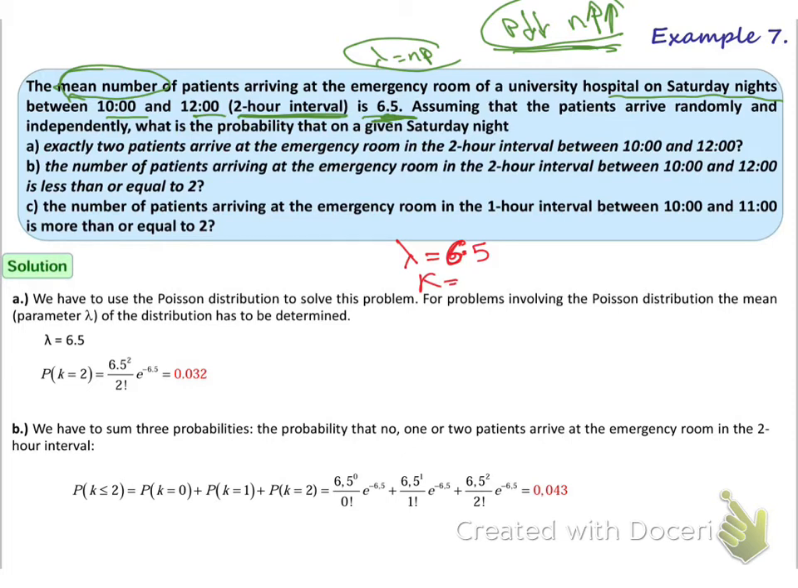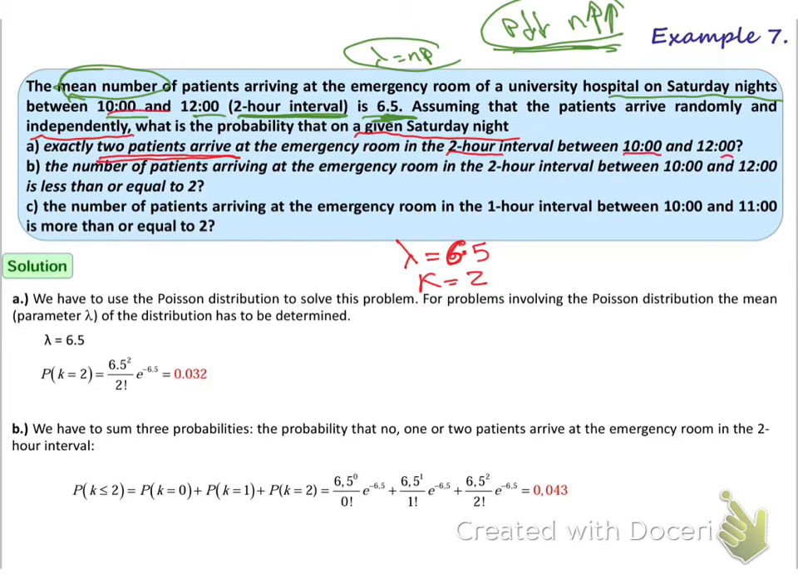He is assuming that the patients arrive randomly and independently, because it must be independent. If one of them came, it doesn't mean that no other patient will come. Patients are coming from different areas. So what is the probability that on a given Saturday night, the same night, exactly 2 patients arrive? So k equals exactly 2, not more than, not less than, not at least, exactly 2. Exactly 2 patients arrive at the emergency room in the same 2 hour interval between 10 and 12.